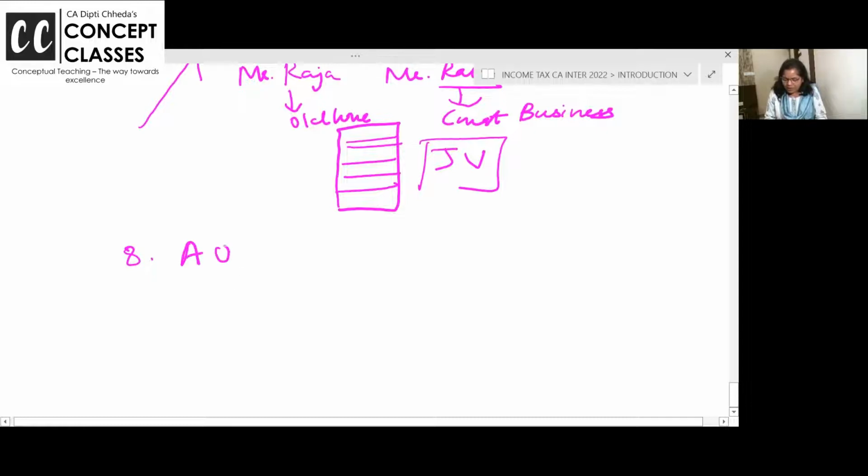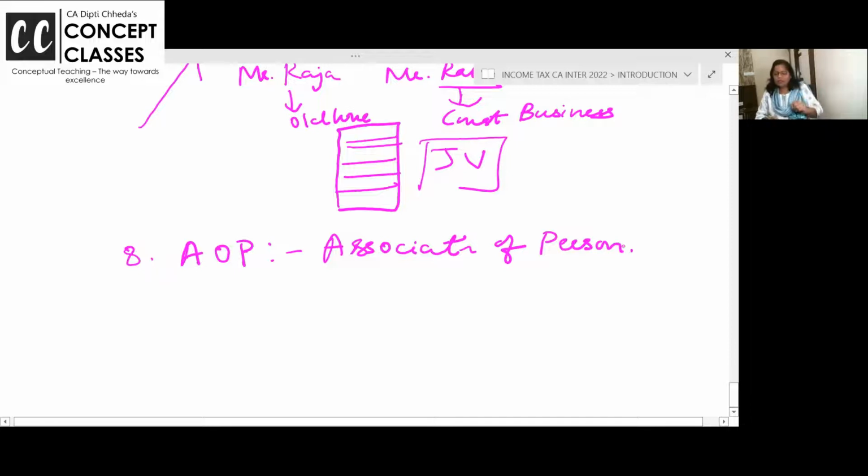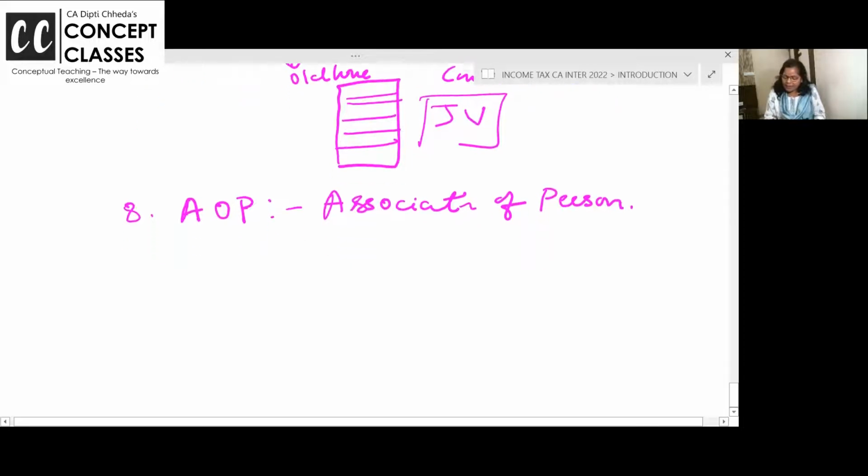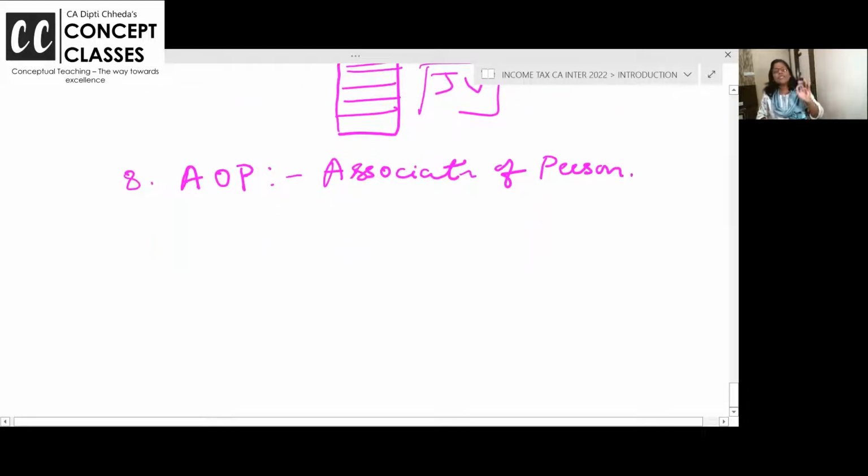And the next one is AOP. Last one, write down. Association of persons. Write down, AOP should also pay tax. Now, what do you mean by AOP? Association of persons. It's just a higher version of body of individuals.